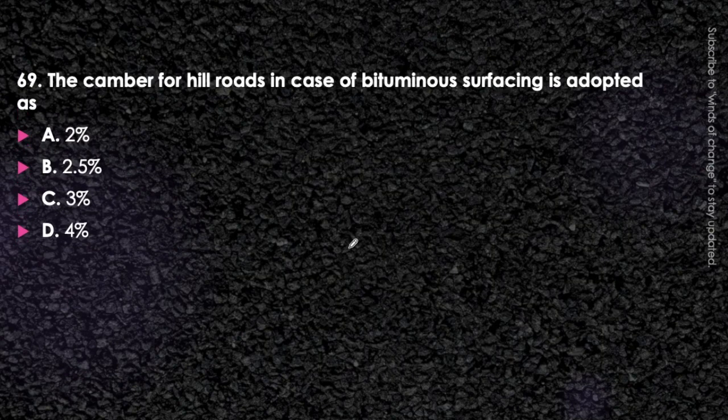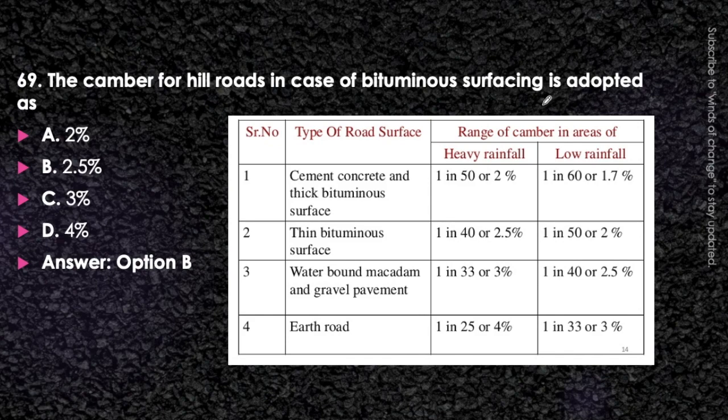Next question. The camber for hill road in case of the bituminous surfacing is adopted as 2%, 2.5%, 3% or 4%. Think about it. We are talking about the camber for hill roads in case of the bituminous surfacing. The camber that will be adopted for bituminous surfacing will be option B, that is 2.5%. Okay, for thin bituminous surface in heavy rainfall we will prefer 2.5%, and it is independent of the terrain of the area, whether it is hill road or normal plain terrain. In both the cases this will be the same, that is 2.5% is preferred in case of the thin bituminous surface.